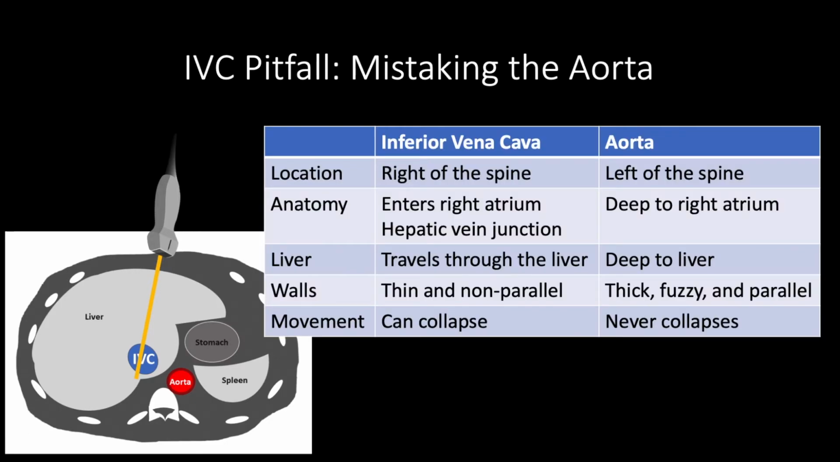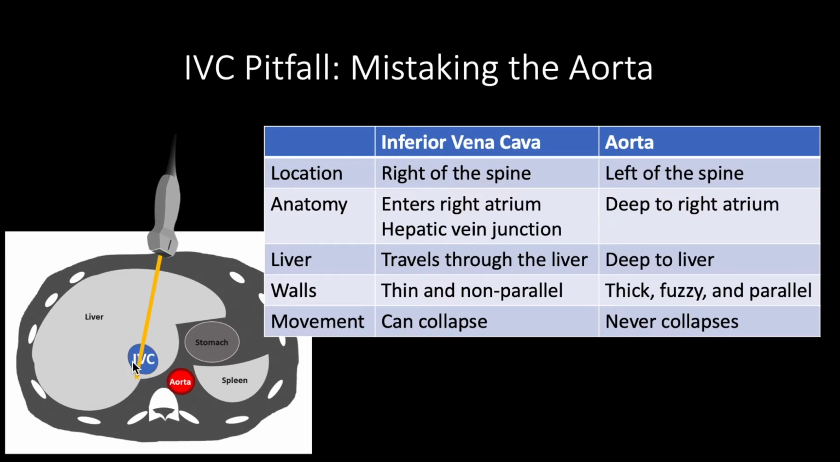So here's a few clues to help you identify the aorta and the IVC. So first of all, the location. The IVC should always be on the patient's right, aorta on the patient's left. And we've worked on identifying the right atrium and the hepatic vein because that helps you identify the IVC and distinguish it from the aorta.